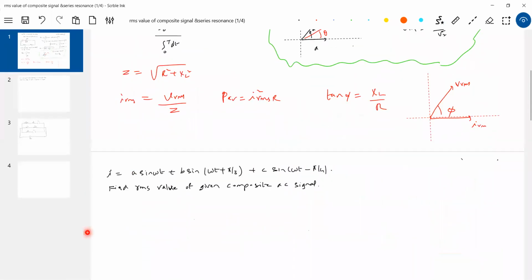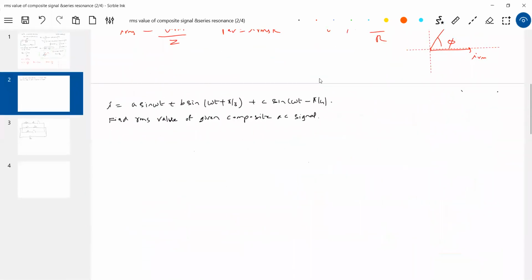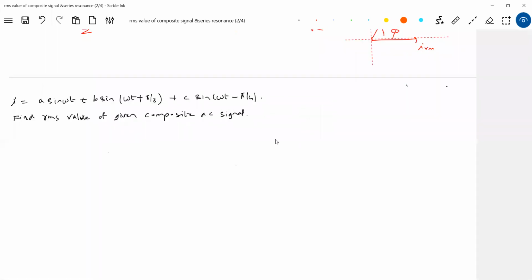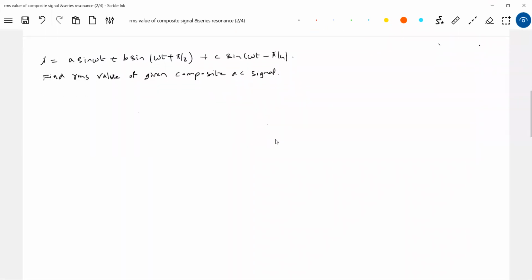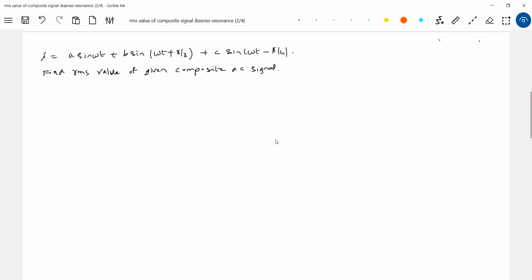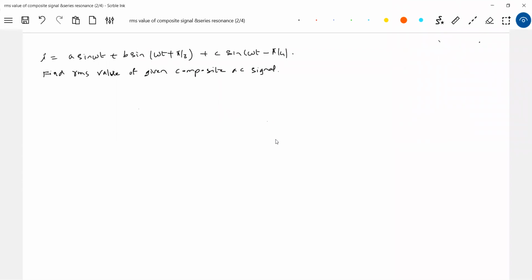Now I see that. I brought three components. So look at the phase of this: plus 60 degrees, zero phase, 60 degrees and minus 45 degrees.